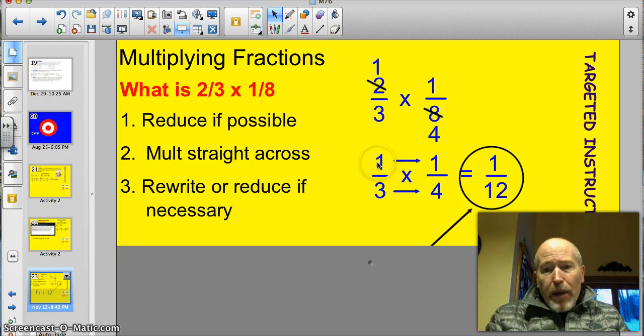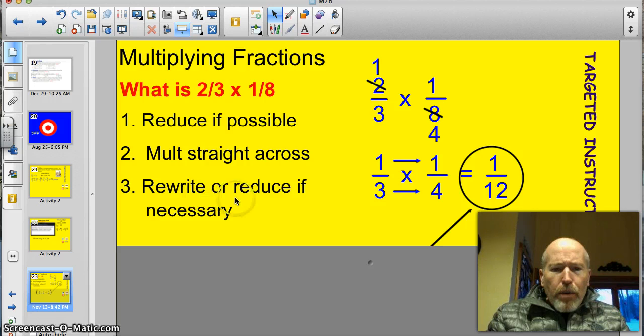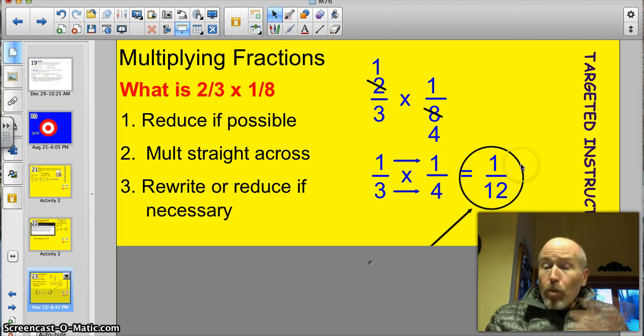So now I've rewritten my fractions. I've got 1/3, here's my 1 and my 3, and 1/4. Here's my 1 and here's my 4. Remember, I divided by 2, so I've rewritten those. Multiply straight across. 1 times 1 is 1. 3 times 4 is 12. And just like that, you got 1/12. Rewrite or reduce if necessary. 1/12 is in simplest form, so you don't have to do that.